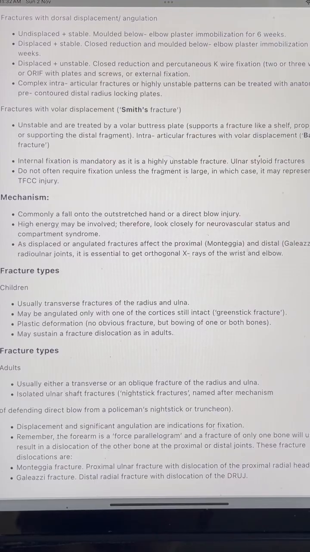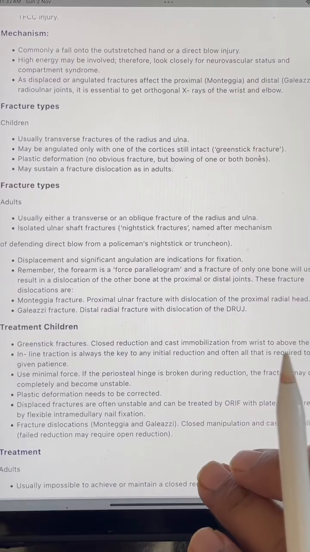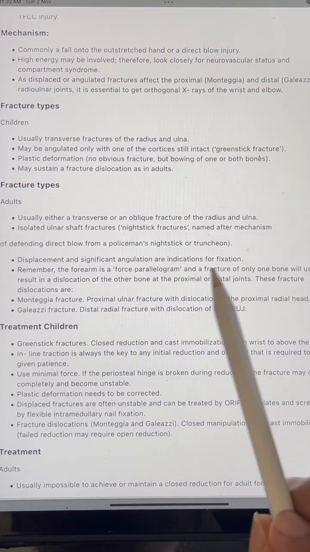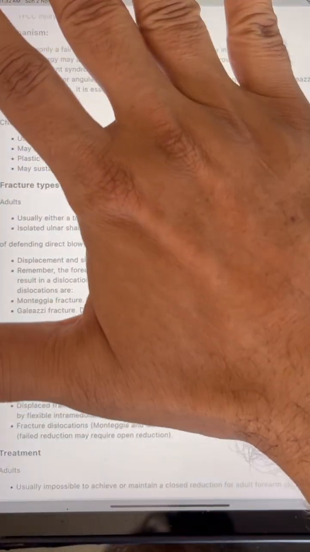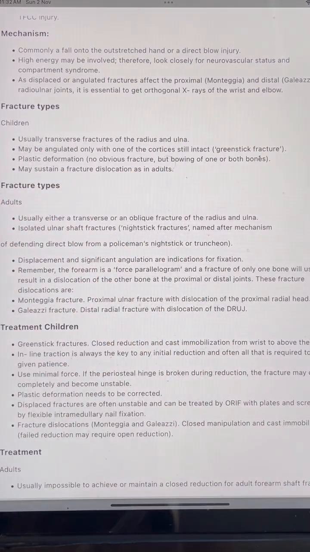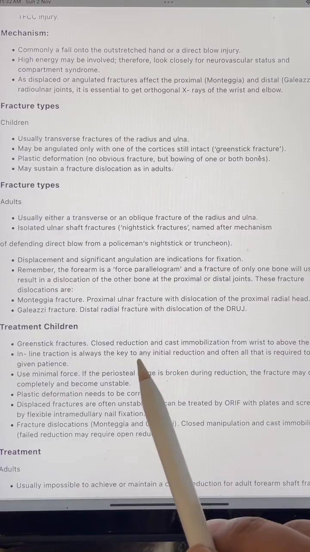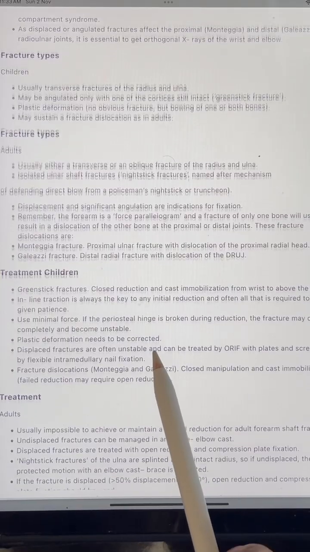Fracture types: usually transverse fractures of radius and ulna, may be angulated, cortical greenstick fracture, plastic deformities. In adults, usually transverse and oblique fractures of the radius and ulna. Isolated ulnar fracture: this one is the hand, here is the ulna, here is the radius. A person trying to prevent a stick injury from this ulnar border, that is called a nightstick fracture. Nightstick fracture, so it is a fracture of the ulna. Greenstick is for the children.